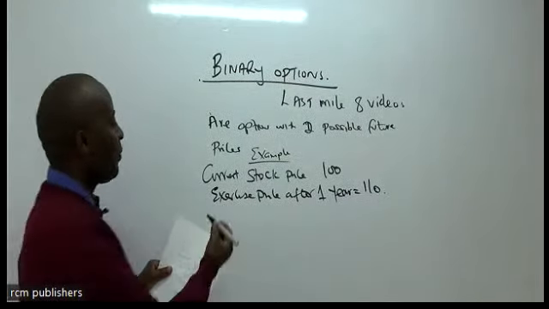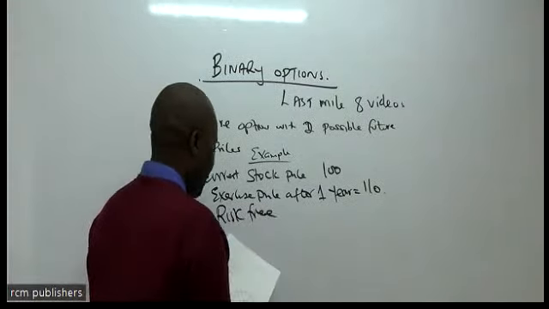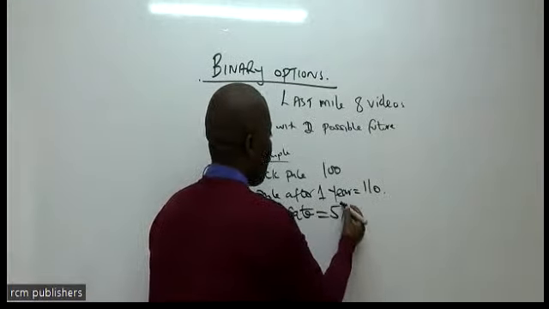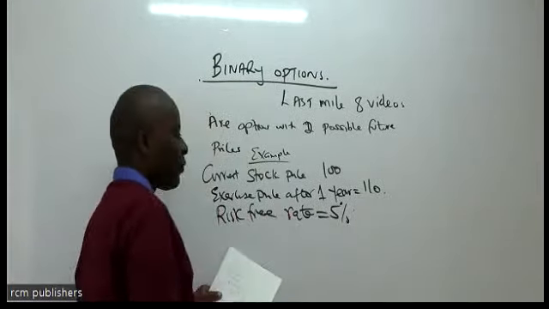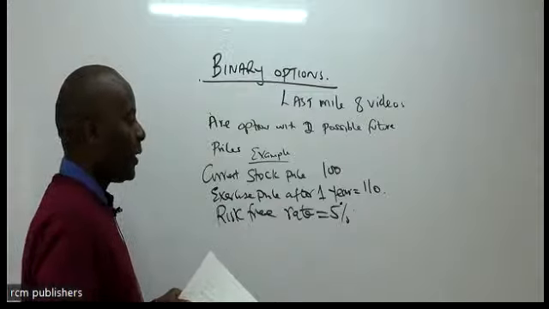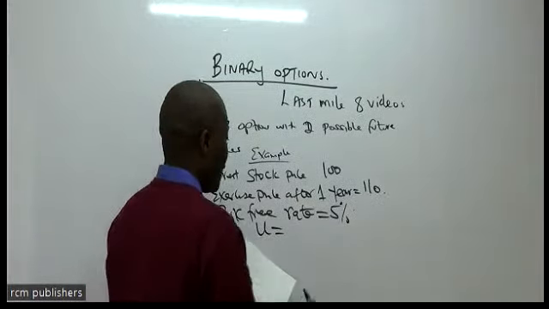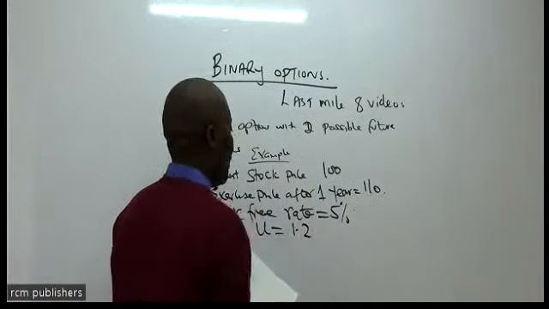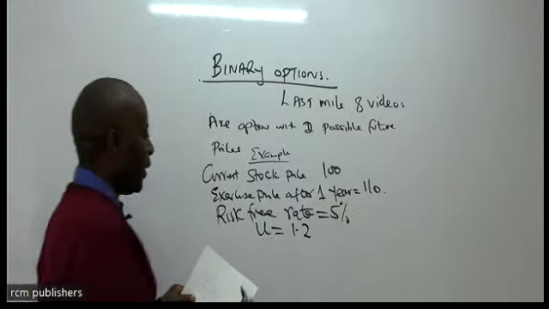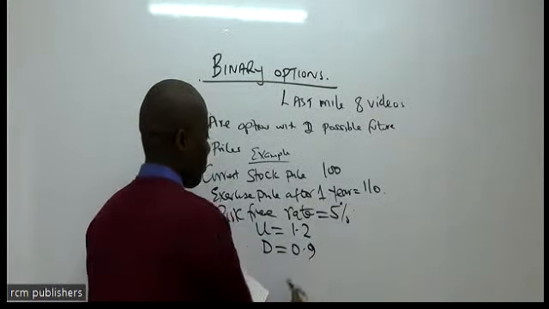110. And then they have given us the risk-free rate. The risk-free rate is 5%, right? And then they have given us what we call the U. The U in this case here is 1.2. And then we have the D. The D is what here? Is 0.9.